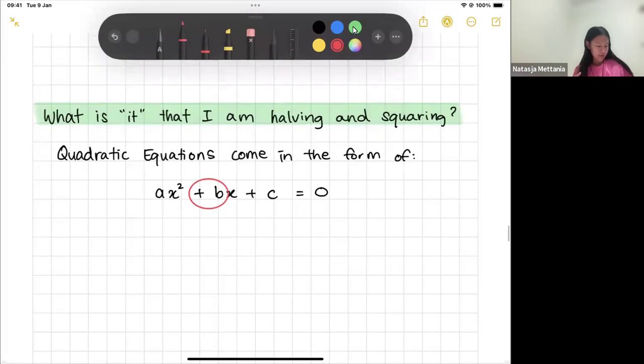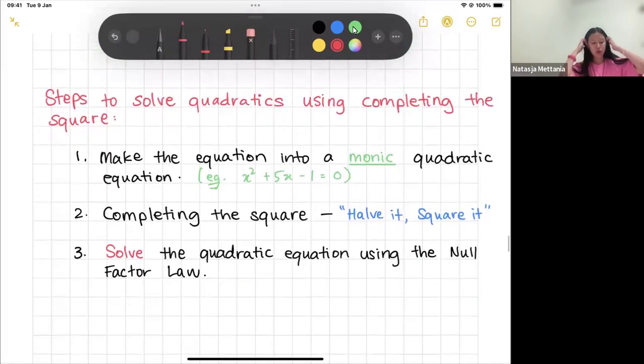Okay. Right. Some steps to solve quadratic equations using completing the square. First, make sure that your equation is a monic quadratic equation, meaning that, as an example, x squared plus 5x minus 1 equals 0. So the number in front of the x squared is going to be 1. That's monic. Okay. Step number 2, something new that we haven't learned and we're going to learn in this lesson, is completing the square: half it, square it. Step number 3 is going to be just basically solve it so that you can find x.